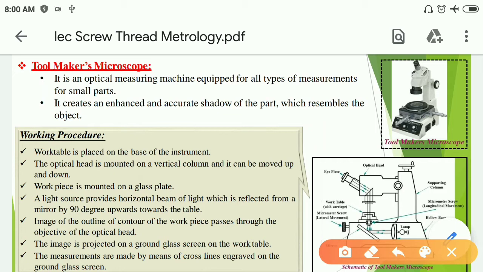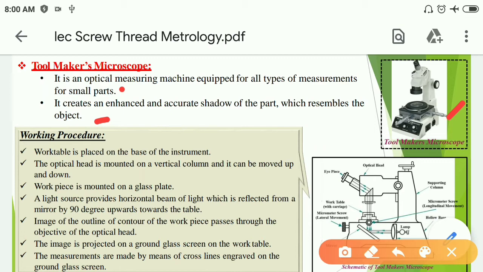It is an optical measuring machine equipped for all types of measurement for small parts. It creates and enhances an accurate shadow of the parts which resembles the objects. Here the figure shows the toolmaker's microscope. Now let's see the working procedure.